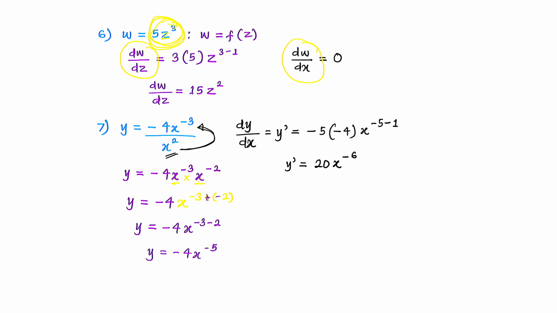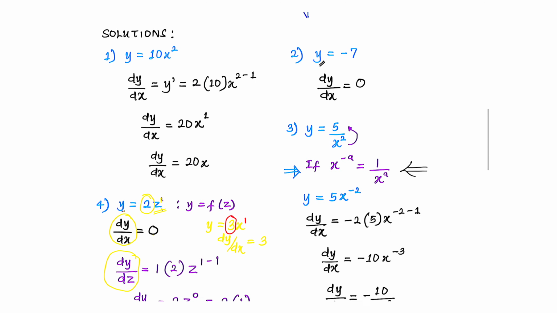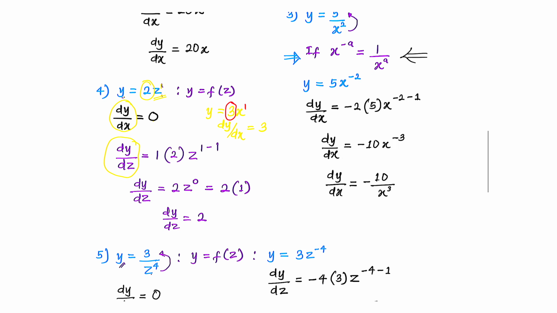Of course, you can leave your answer like this, or you can take it one step further. Y prime equals 20 divided by x raised to the power 6. And that's the answer. Next question, question 8. Y equals square root of x.